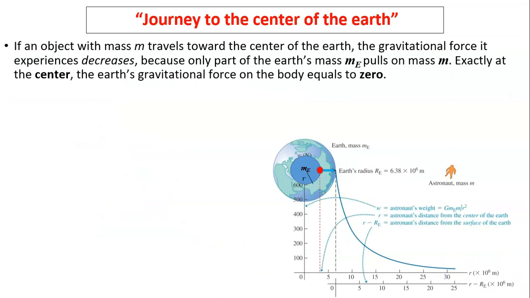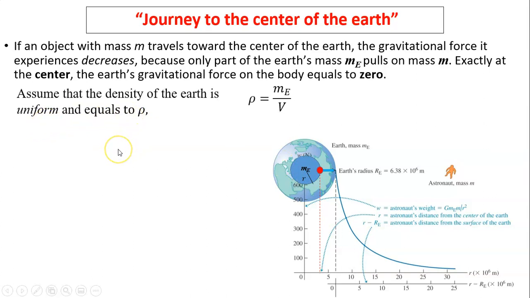Journey to the center of the Earth. If an object with mass m travels toward the center of Earth, the gravitational force it experiences actually decreases, because only part of the Earth's mass, only this inner part, is pulling on the mass m. The other part, this outside layer, does not exert a force on this mass. As the mass goes toward the center, the gravitational force becomes zero.